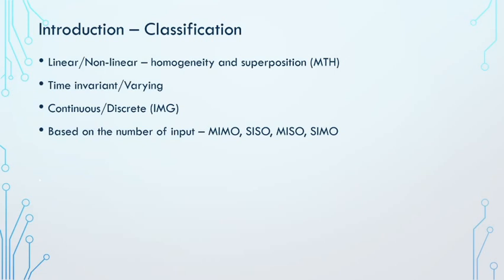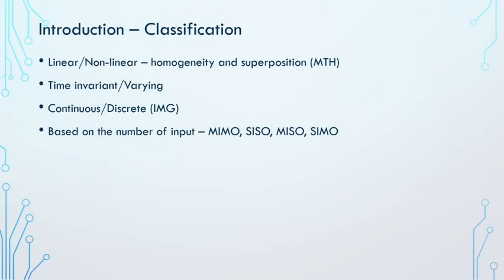So let me take that again. A linear system obeys the law of homogeneity and superposition. Homogeneity in the sense that if you increase the input parameter by a given factor, the output is also increased to the same extent by the corresponding factor. I believe that's clear. And next is superposition. Superposition talks about combination of inputs.